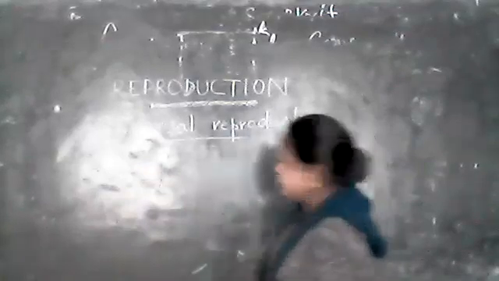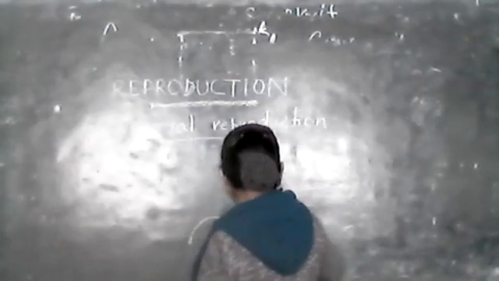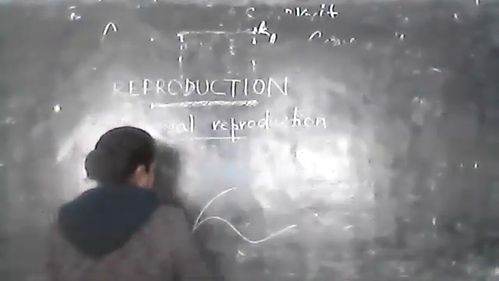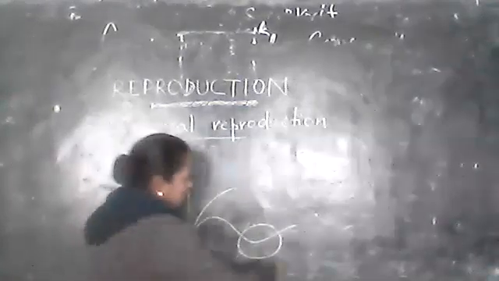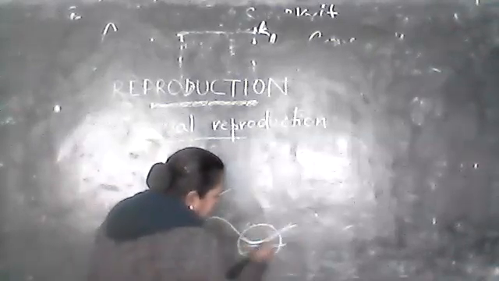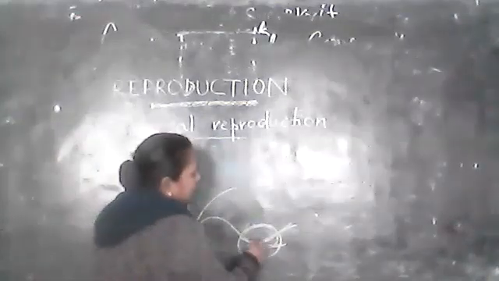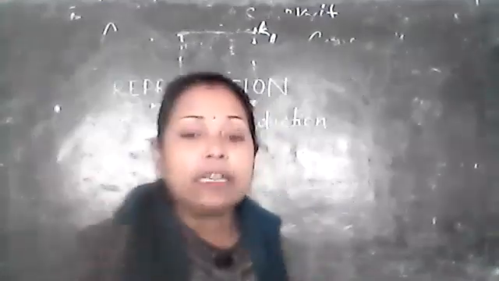See, in the next one, the layering process is done. Suppose one plant is there and that plant is touching the soil in this way. When I am drawing one plant here, this portion of the plant is attached with the soil. So we will cover the portion of the plant with soil, and after many days we will find that the root will develop from this portion. So this is called layering.